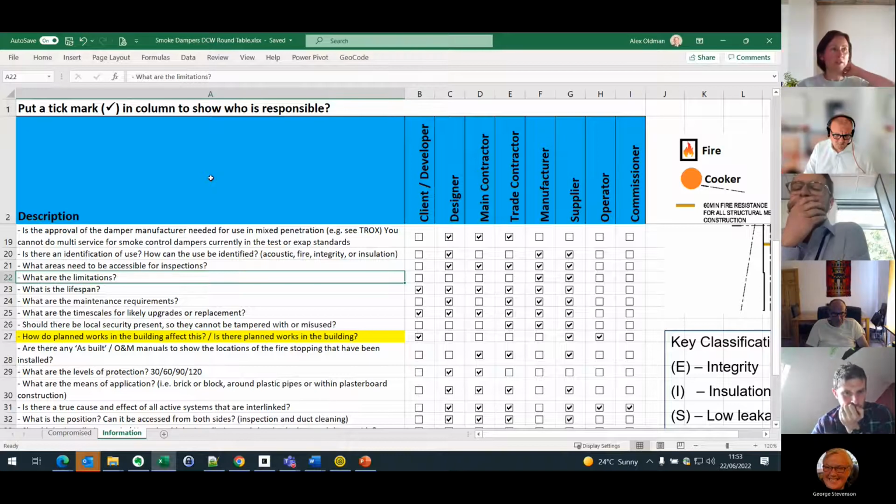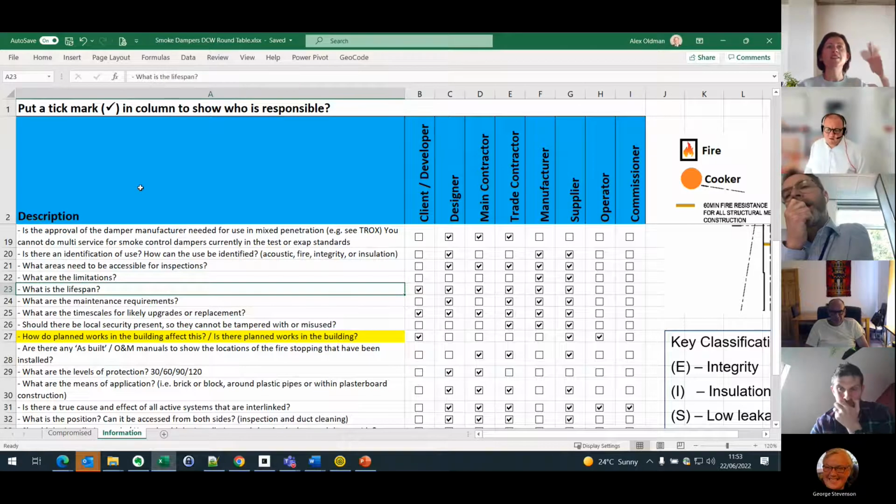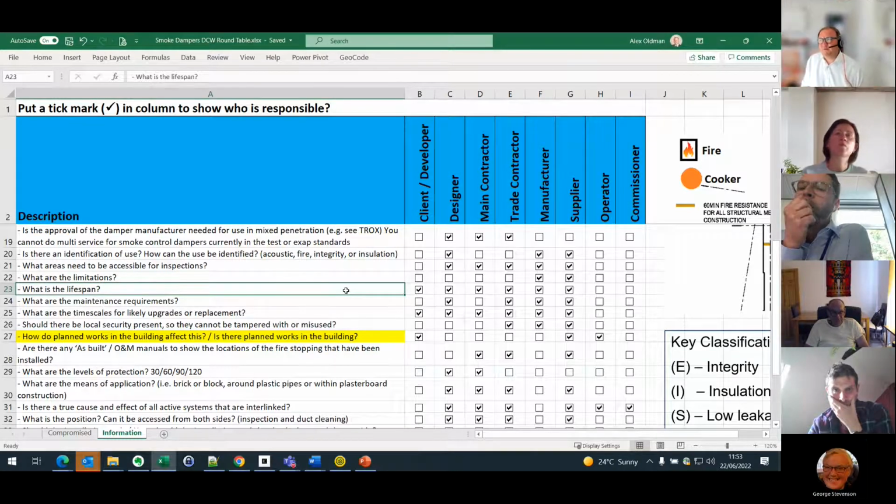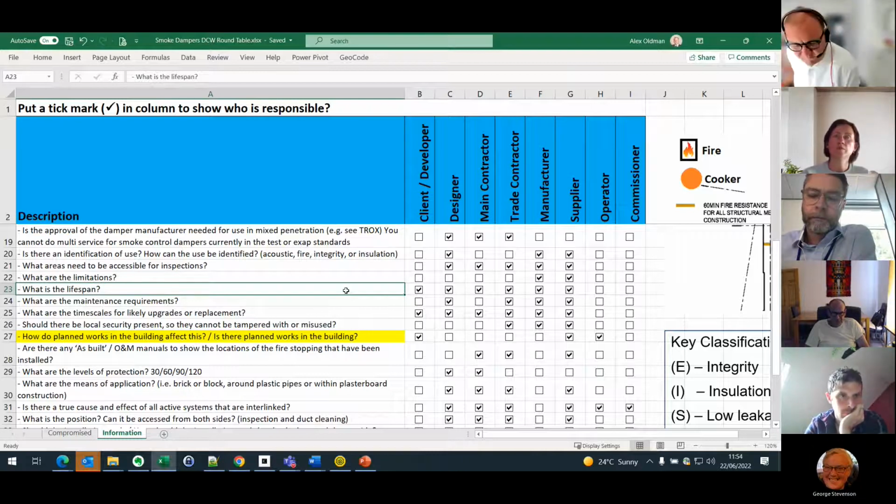So what is the lifespan? Wouldn't that come from the specification and then it just filters down to the client? I don't think the client can dictate the lifespan of a product, but just hold that information. Yeah, but we might spec a longer, more expensive lasting component if we think we've got this building for 50 years and we don't want to replace it in that time. We might spec a 50-year smoke damper and then they've got to go off and find one that's made of gold or something.